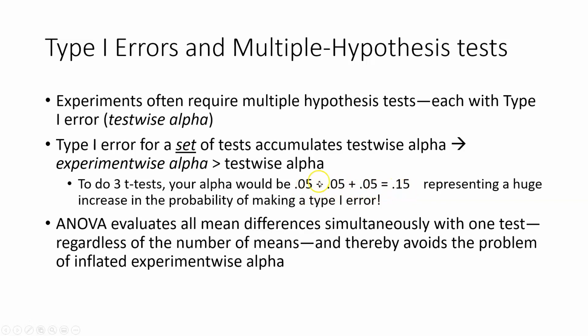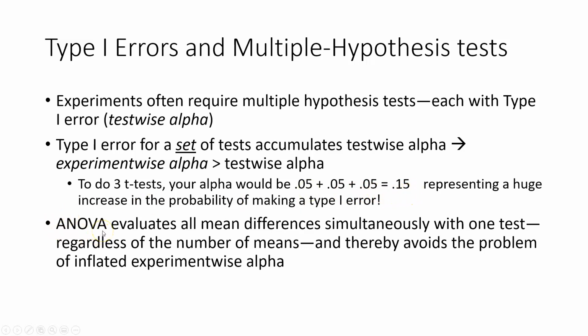And remember that each one of these represents the probability that you've made a type 1 error, to say there's an effect, this treatment worked, when really it didn't. This represents a huge increase in the probability of making a type 1 error. So instead of being wrong 5 out of 100 times, you'd be wrong 15 out of 100, or 15% of the time.